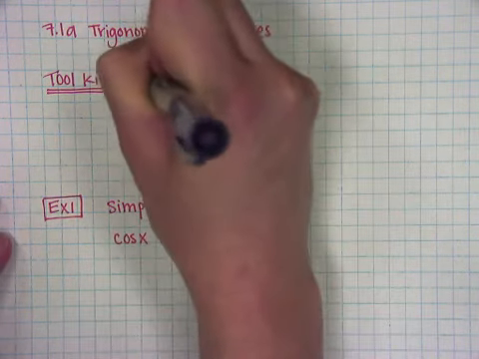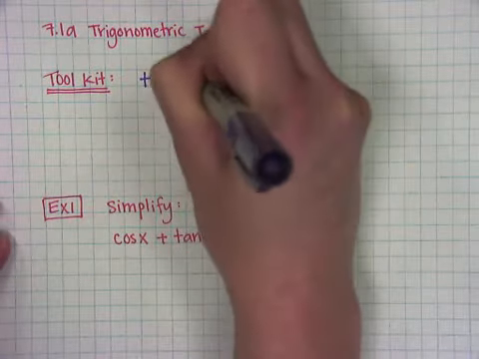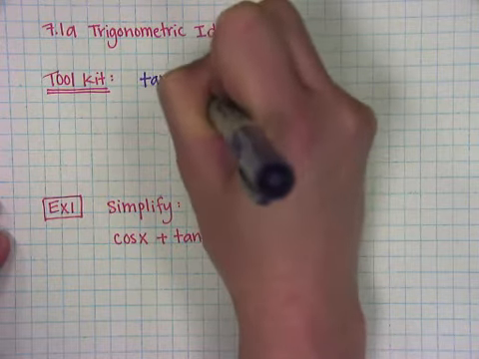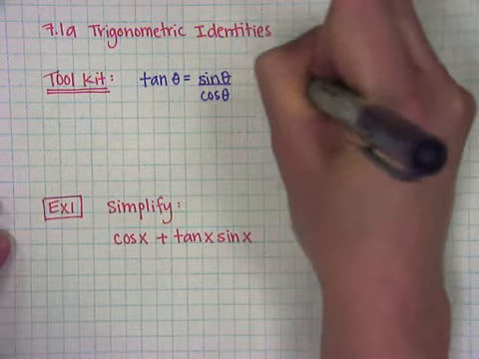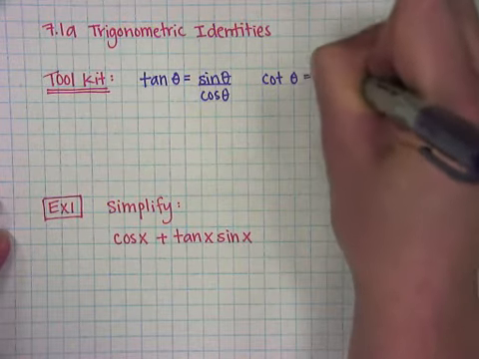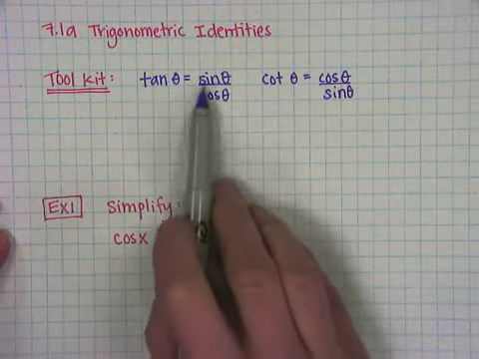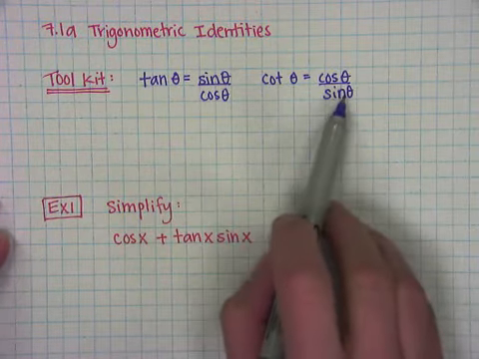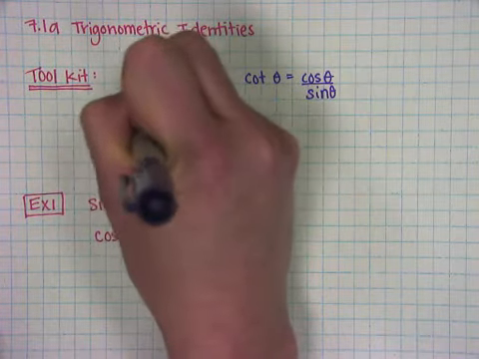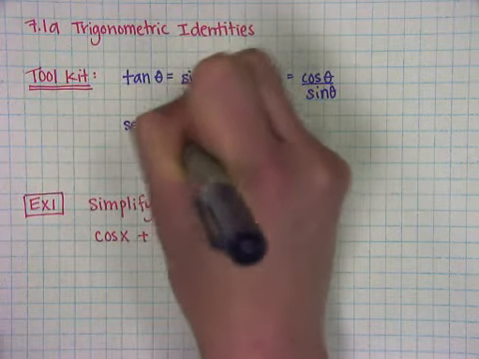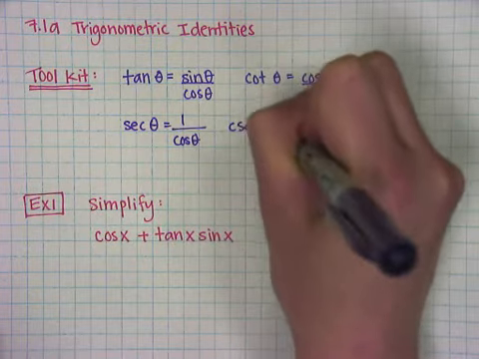So the first one is for tangent of theta. We know tangent of theta is sine theta over cosine theta from our work with the unit circle. We also need cotangent of theta. Cotangent is cosine over sine. Note that it's the reciprocal of tangent: sine over cosine, cosine over sine. We're going to need our reciprocal functions. So let's see, secant of theta is 1 over cosine. And cosecant of theta is 1 over sine.